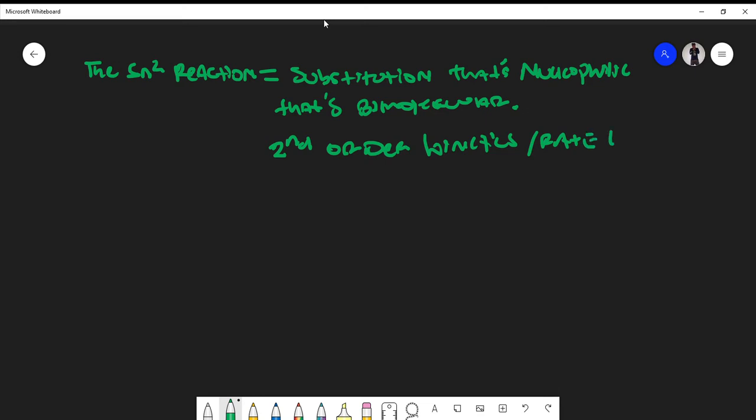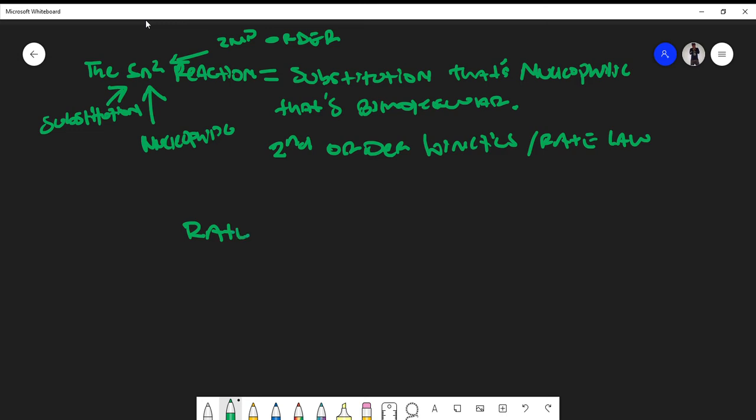Or in other words, the rate law that you guys learned in general chemistry. Right? So the N stands for the idea that it's nucleophilic. The 2 stands for second order kinetics. Second order kinetics or rate law, and the S, not surprisingly, is for substitution. All right. Now we could write the rate law as rate equals k, some constant k, since it's bimolecular. In this case, it's dependent upon the concentration of the alkyl halide as well as your nucleophile. So that's why we say it is bimolecular.